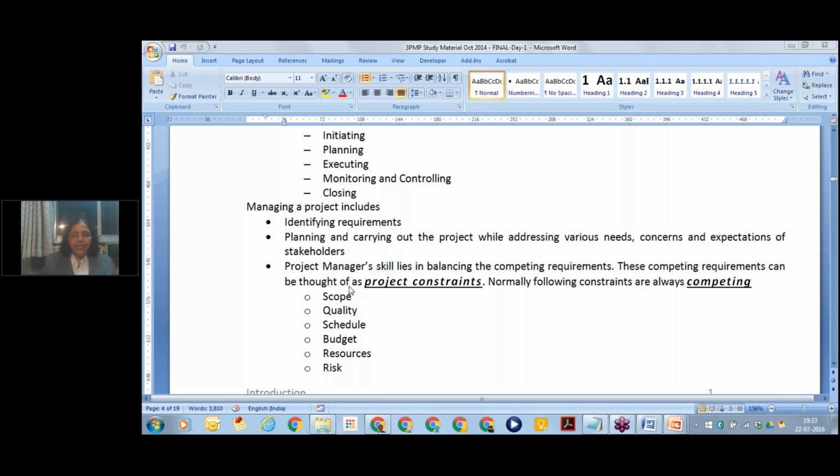So these are the 6 constraints that we checked a little while ago. Scope, then where is time? Schedule. Where is money? Budget. Quality, resources, and risk. These 6 constraints are what a project manager should focus his time on and divide his time on.